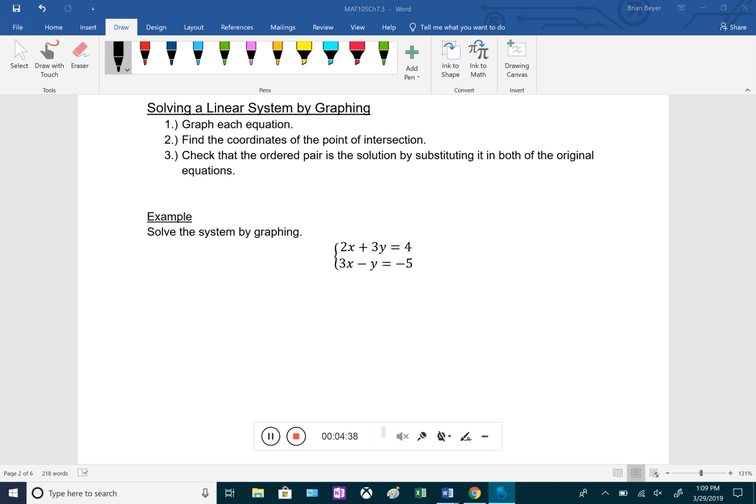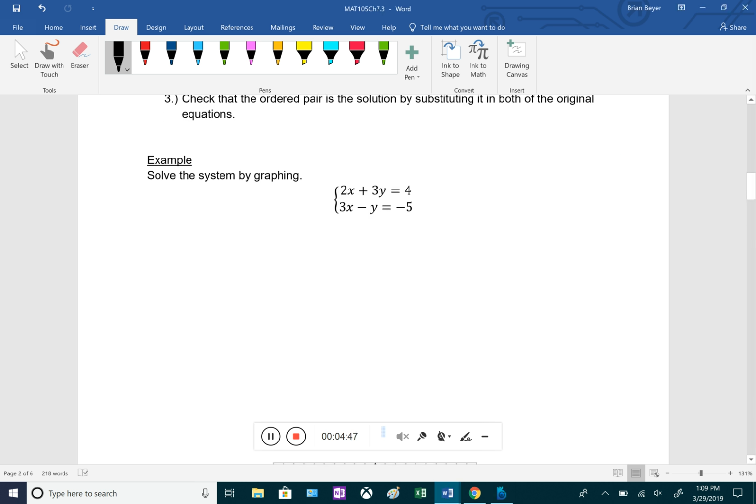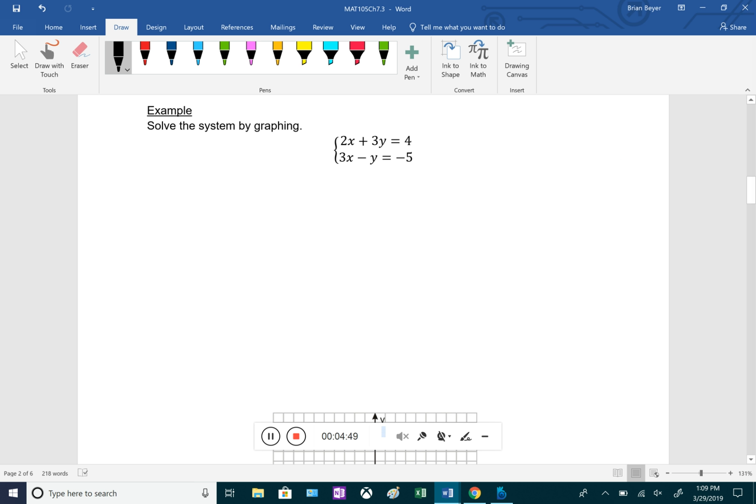And then we have to check to make sure that the ordered pair is a solution by substituting it back into both of the original equations and making sure that it works. So for example, let's solve this by graphing. Let's do that first one. So we have 2x plus 3y equals 4 and 3x minus y equals negative 5. We're trying to find x and y such that both of these equations are true. Taking a look at the first equation, we're going to solve this for y.